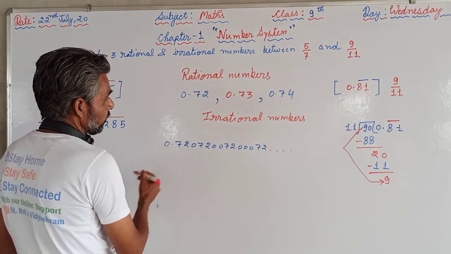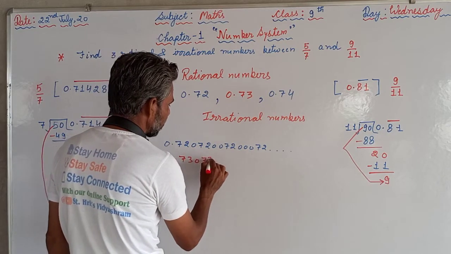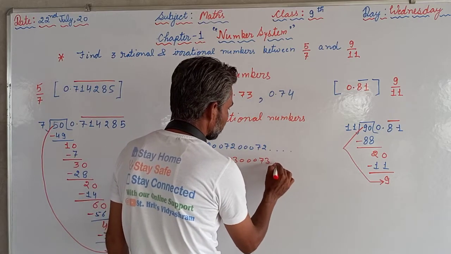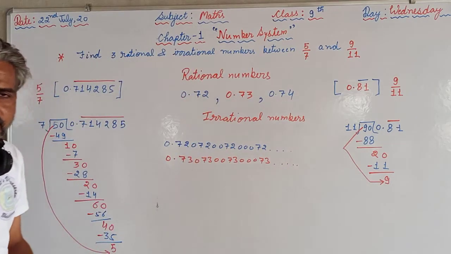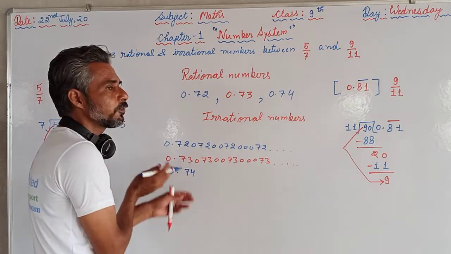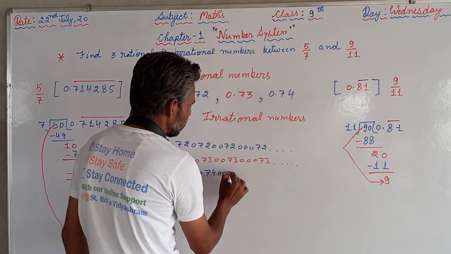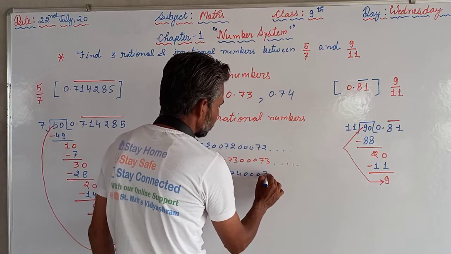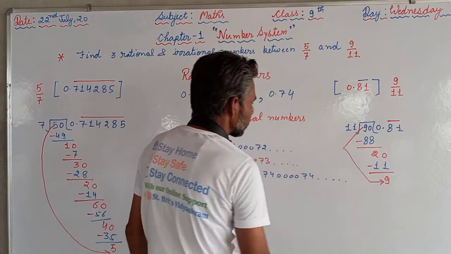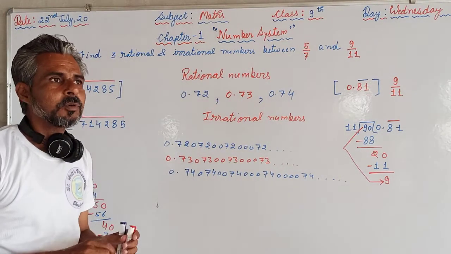At the same time, if you want to find out more, we can say 0.73, 0.730730073, 0.7300730007, like this. This is the second number. Third number, 0.74 we will take in ascending order. 0.740740074, 0.7400740007, and we can write 4 times 074 and again it will be continuing. There is no termination and there is no repetition.